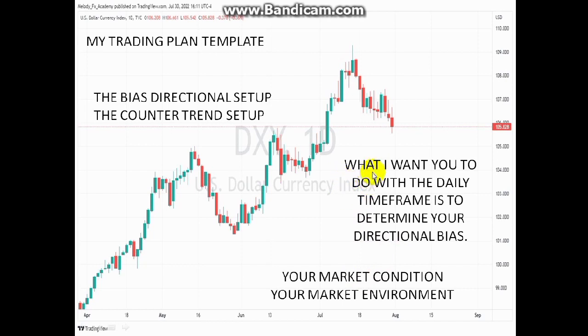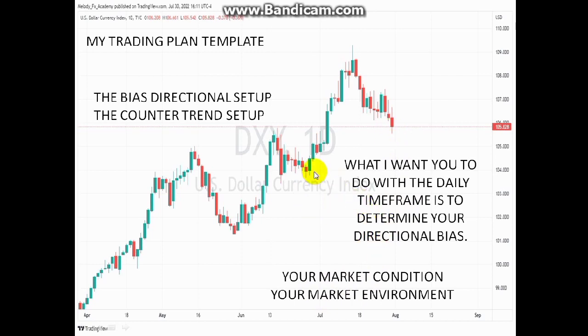So if you can differentiate between your bias and your market condition, that will be of help. And at the same time, identify your drawn liquidity. Where is the level, where is price being drawn to from where you are currently? That's another thing you should consider. I failed to add it. So I'm looking at four things on the daily time frame.